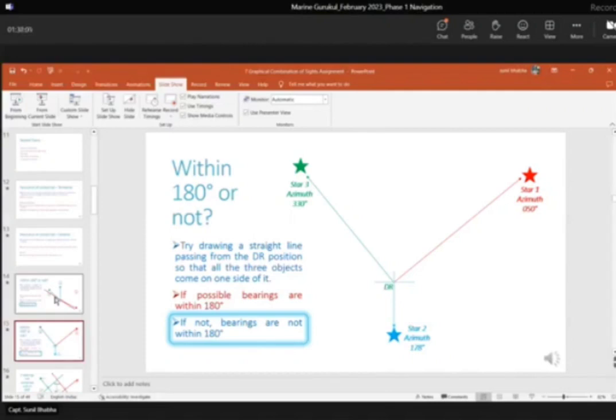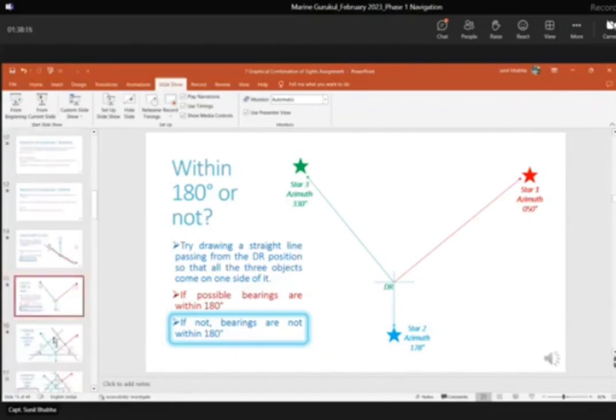Okay, so this is a little, sometimes people say it is complicated. So just pay your attention here. First we are going into bearings not contained within 180. So let us see that.